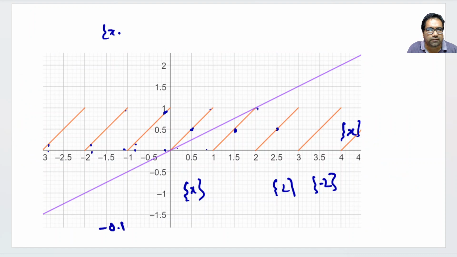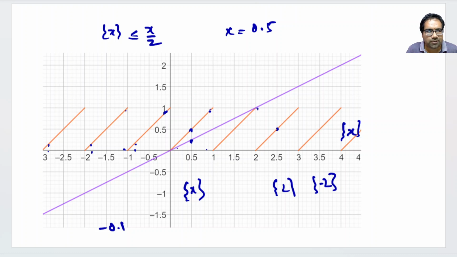Now, the fractional part of x should be less than or equal to x by 2. Let us look at this graph and try to understand when this is possible. Let's say x equals 0.5. What is the fractional part of x? It is again 0.5. What is x by 2? It is 0.25. Is this possible? It is not possible, right?